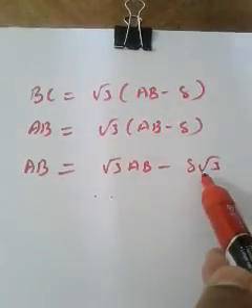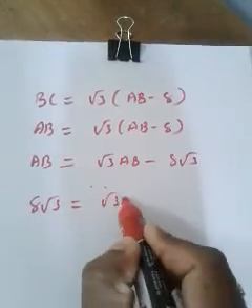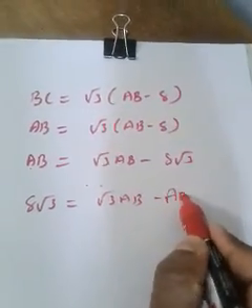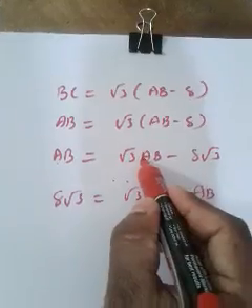Now I'm going to take this minus 8 root 3 to the left side, it becomes plus 8 root 3, and the right side is root 3 AB, and take this AB to the right side, it becomes minus AB. You may understand, minus 8 root 3 to the left side and this AB to the right side, right? This root 3 AB as it is.